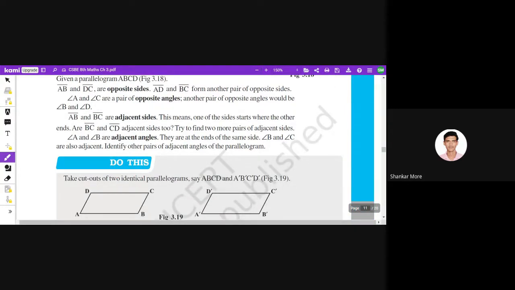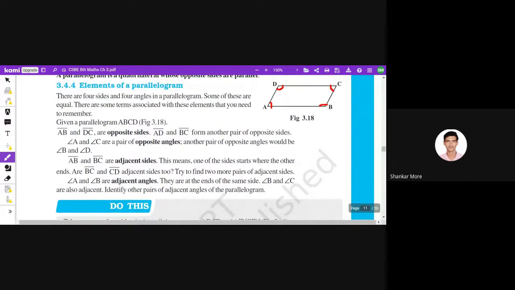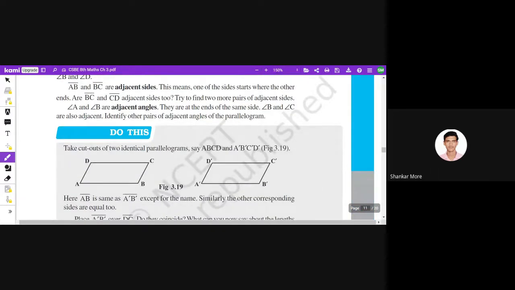Now, angle A and angle B are adjacent angles. They are at the ends of the same side. So अभी देखिए adjacent angles कौन से हैं? Angle A and angle B. So these are adjacent angles. Again angle B and angle C, these are adjacent angles. Angle C and angle D are adjacent. Similarly, A and D are also adjacent angles. All right. Now अभी ये सारी चीजें हमने देख ली, सो इसका हमें करना क्या है?